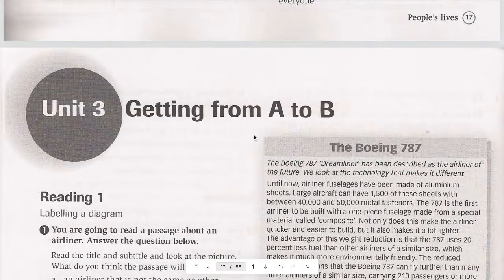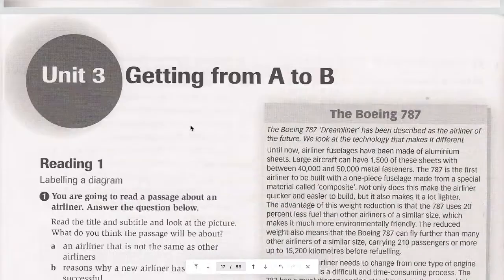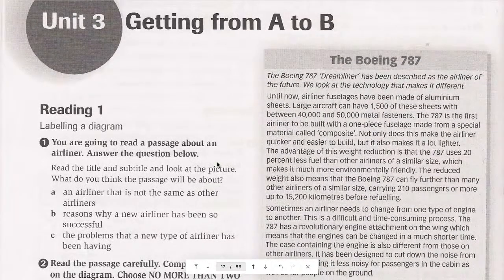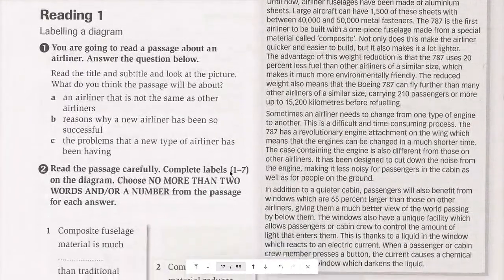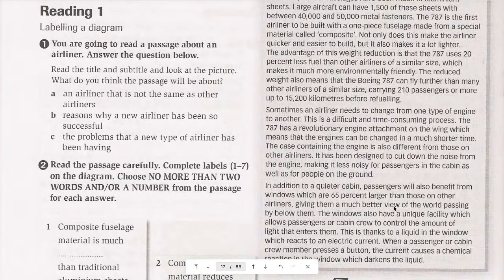Alright, Unit 3, getting from A to B. Reading 1, labeling a diagram. Exercise 1, stop, read that. Read the title and subtitle and look at the picture. What did you say the passage will be about?